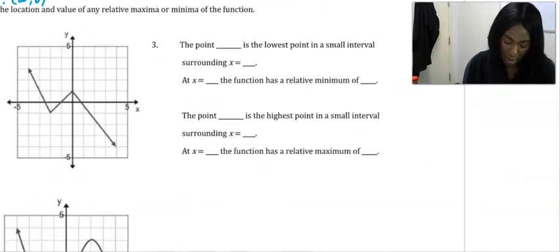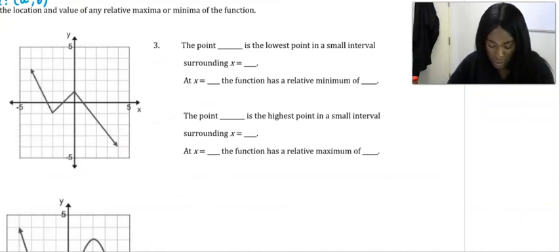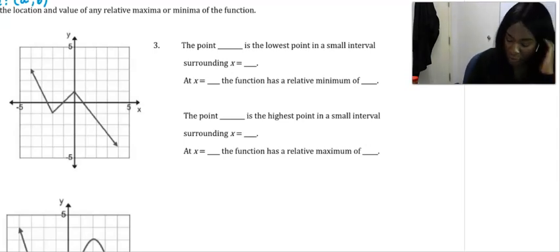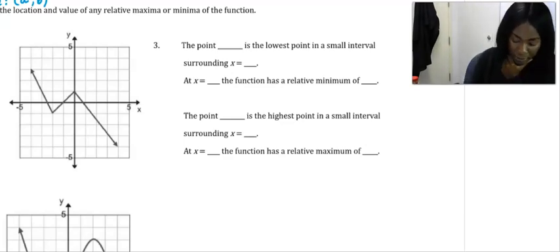So let's look at this example here. We have this function here. We want to find the relative extrema. The first blank we want to fill in reads, the point blank is the lowest point in the small interval surrounding which x value. So we're looking for places where the graph has switched from decreasing to increasing. We're looking for the lowest points.